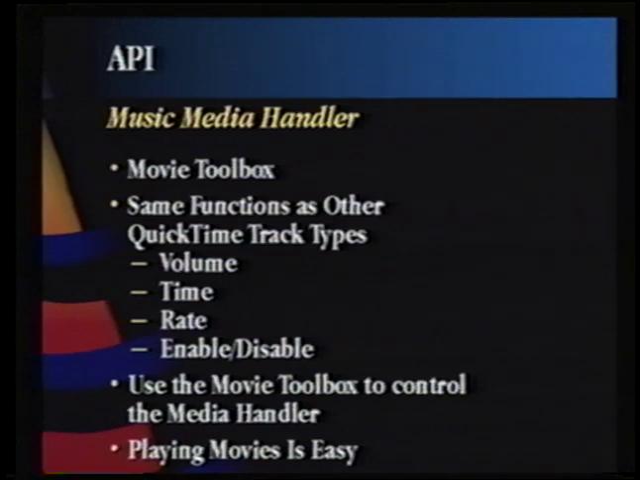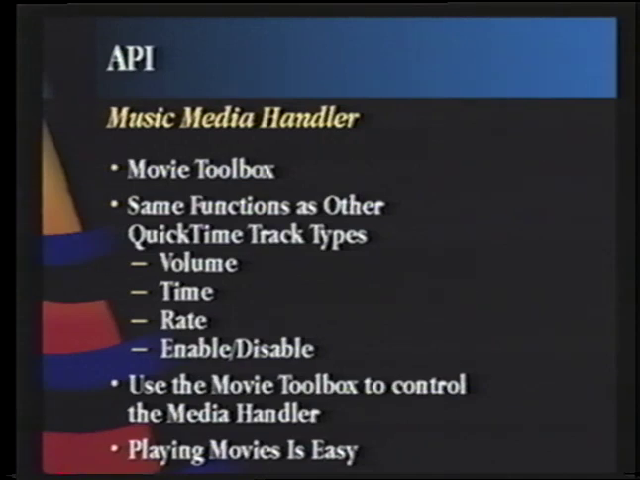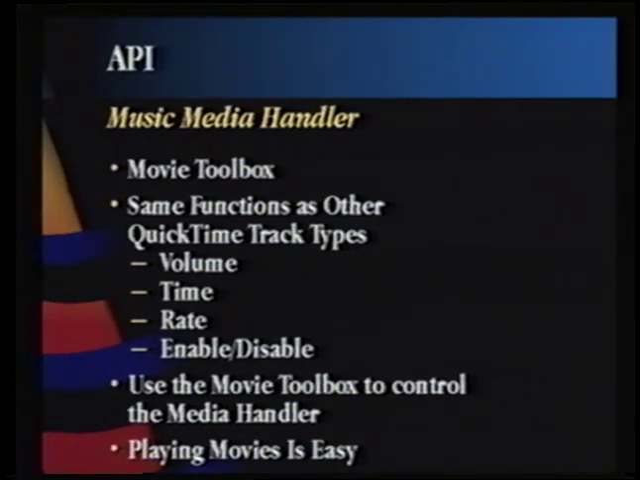So if you're talking through the movie toolbox, you get all the same functions as a typical QuickTime movie track. You can control the volume through toolbox calls, skip around in time, control the rate of playback, or disable the track entirely if you have, say, multiple music tracks within a movie or any kind of track. And like it says at the bottom, playing movies is easy. That's really the preferred way to play music if you have any choice about it.